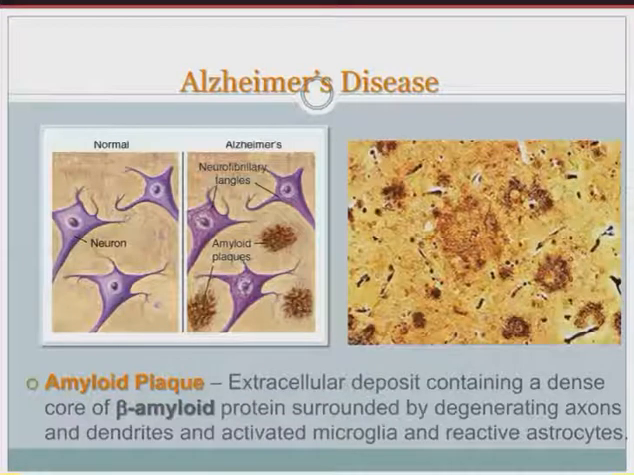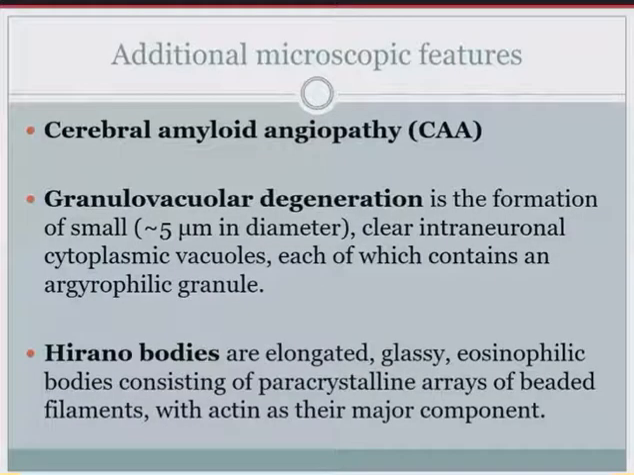Other things you can see in patients suffering from Alzheimer's disease are amyloid deposition in the small vessels. We have talked about cerebral amyloid angiopathy and other things like granulovacuolar degeneration. That is the formation of small, clear, intraneuronal cytoplasmic vacuoles, each of which contains a neurophilic granule. So, as the name suggests, you have small intraneuronal vacuoles that each have a granule. That may be seen, not in all cases, but in some cases.